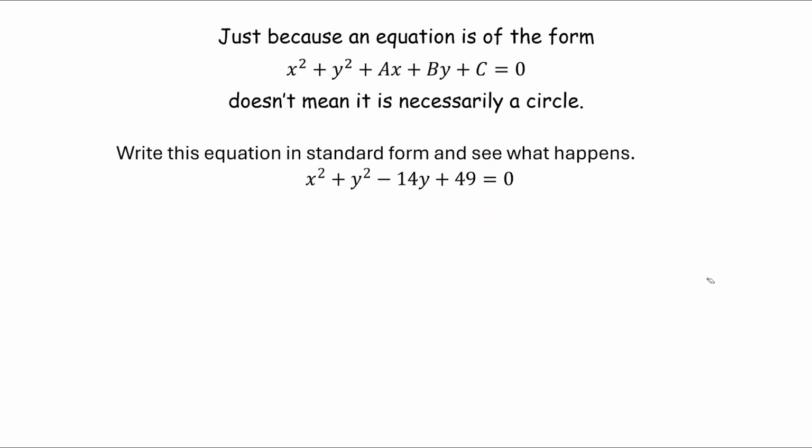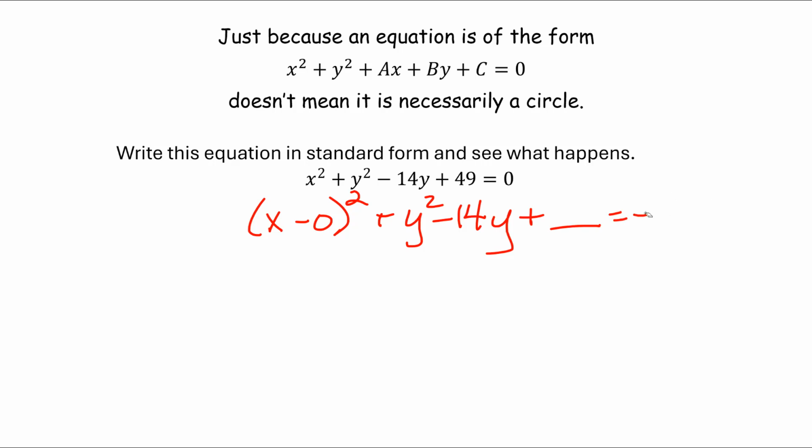Okay, one last thing, just because an equation is of this form doesn't mean it's necessarily a circle. It could be something different. So write this equation in standard form and see what happens. If we said x minus 0 squared, because there is no x term, there's just an x squared term, and then plus y squared minus 14y plus blank, we have to complete the square for that one. And then we've got the negative 49 on the right side.